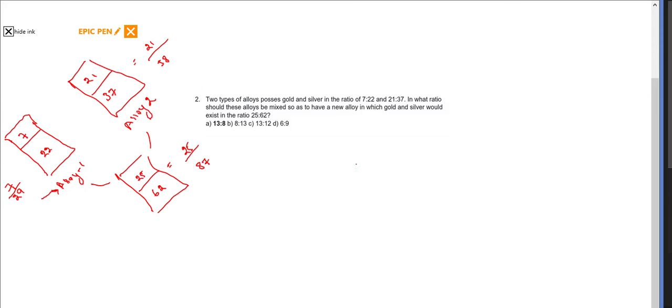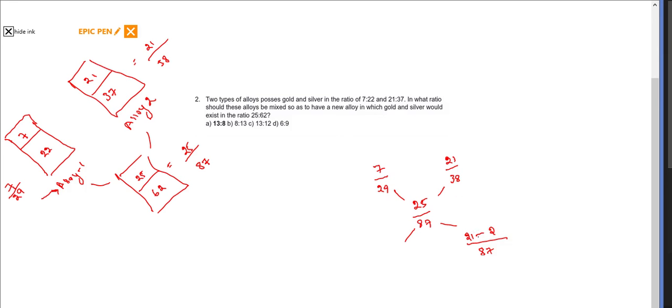Now let's frame our alligation table. This is 7 by 29 gold in alloy 1 and 21 by 38 gold in alloy 2. When we mix these two in a certain ratio, we are going to get 25 out of 87 parts. This is 29 and 87. LCM would be 87. 29 3s are 87, 3 7s are 21 minus 87.